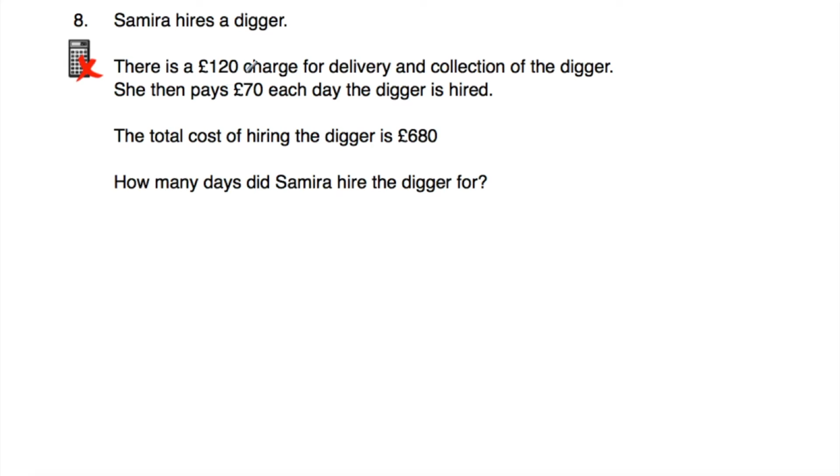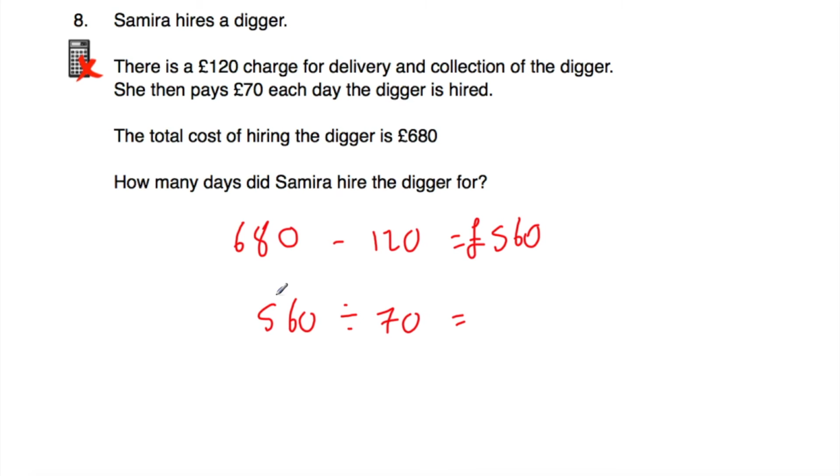So to start off with, let's take away the set fee, that £120. So let's take 680 and subtract 120, and that's equal to £560. So we've taken the total cost of hiring the digger, and we've taken away the set fee, and we're left with £560. Now remember, she pays £70 for each day the digger is hired. So if we divide this by 70, that'll tell us how many days she hired the digger for. So 560 divided by 70. Well, 56 divided by 7 is equal to 8, so 560 divided by 70 is equal to 8 as well, so that's 8 days, and that's it.